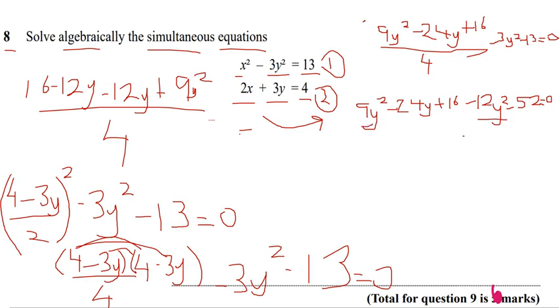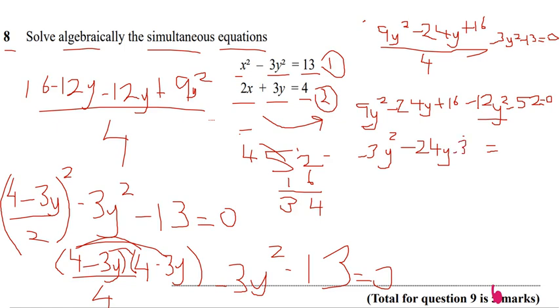9y squared minus 12y squared will be minus 3y squared, minus 24y, plus 16 minus 52. If you're not sure, let's work it out, sorry, I can't do it in my head. 12 take 6 is going to be 6, 4 take 1 is going to be 3. So minus 36, is equal to 0. Times everything by minus 1. We're going to have 3y squared plus 24y, that should be a y, not a g, plus 34 is equal to 0.